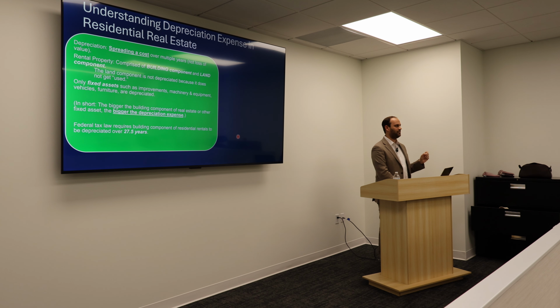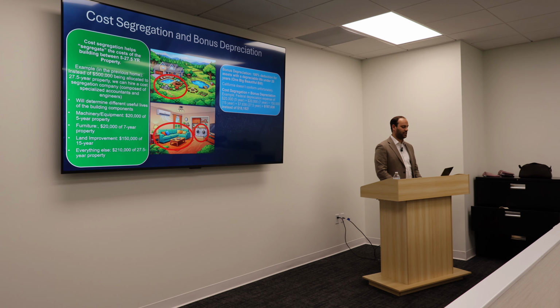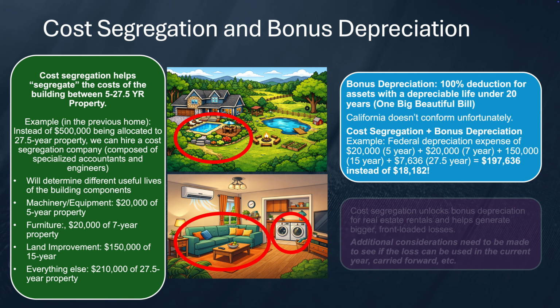I just want to clarify that you don't necessarily have to do bonus depreciation, but that will just allow you to get the deduction all in 1 year. If you don't do bonus depreciation, then of course, instead of dividing a 5-year asset over 27.5 years, you would just do it over 5 years. I hope that's clear. So in this example, you can see instead of taking an $18,000 deduction for the same exact property, this individual is going to be able to take a $197,000 deduction. So I mean, that's literally $170,000 more or $180,000 more.